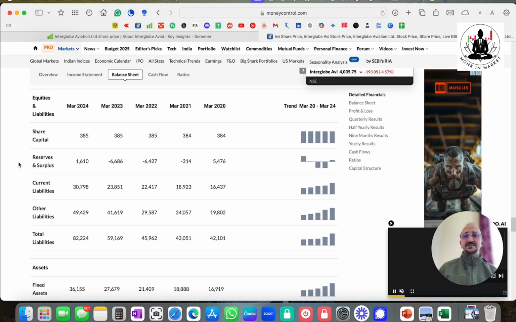And why is this happening, guys? Because again, it is capital intensive. You have to buy aeroplanes, and to buy an aeroplane, you need to spend a lot of money, guys. So over here, that is why they have to take a lot of loans.